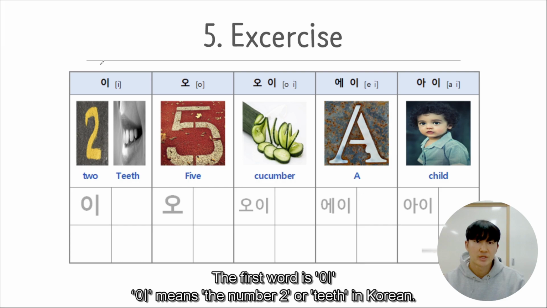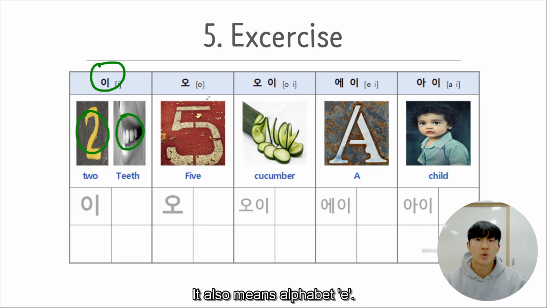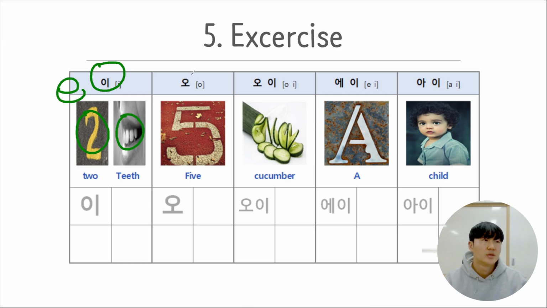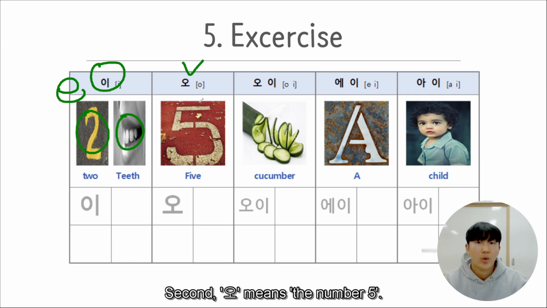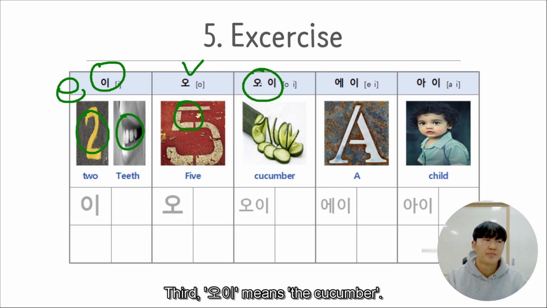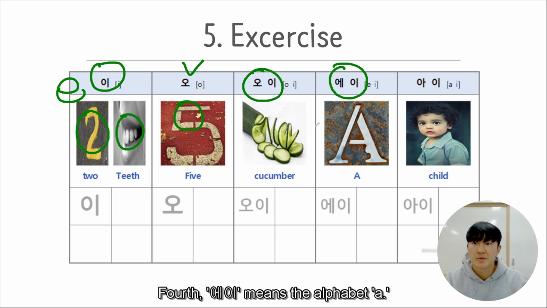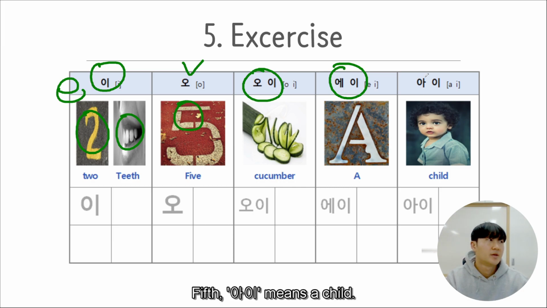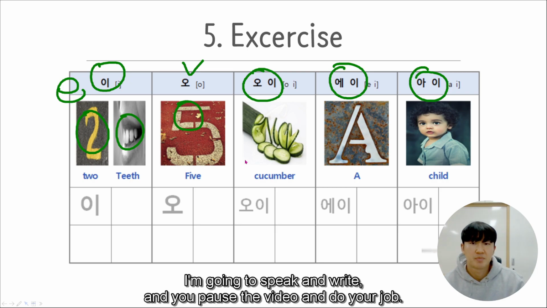Let's learn 5 words composed only of vowels. The first word is i. I means the number 2 or teeth in Korean. It also means the alphabet E. Second, o. O means the number 5. Third, oi. Oi means the cucumber. Fourth, a. A means the alphabet A. Fifth, ai. Ai means a child. I'm gonna speak and write, and you pause the video and do your job.